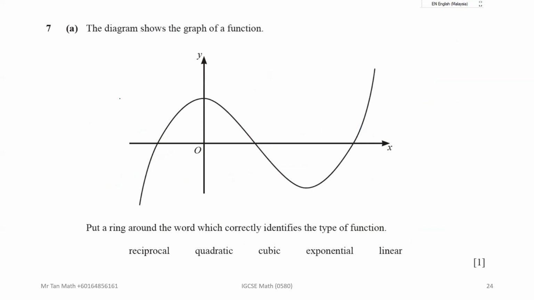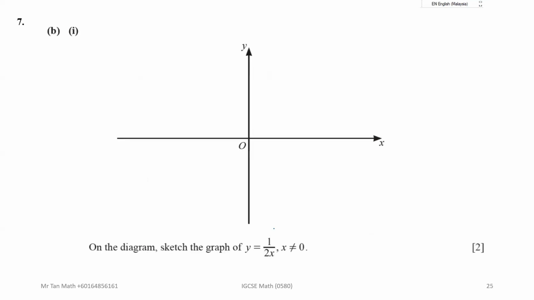Seven. The diagram shows the graph of a function. Put a ring around the word which correctly identifies the type of function. So this is a cubic graph. Next, on the diagram, sketch the graph of y equal to 1 over 2x. So if you put y equal to 1 over x, it will be something like this. So basically just the same, just 2x. You won't change the graph, so it will be just the same graph.